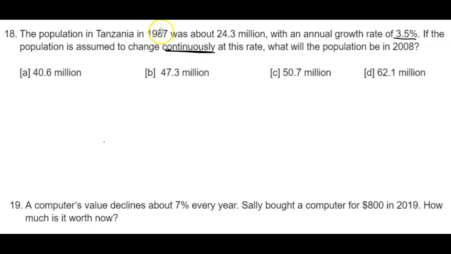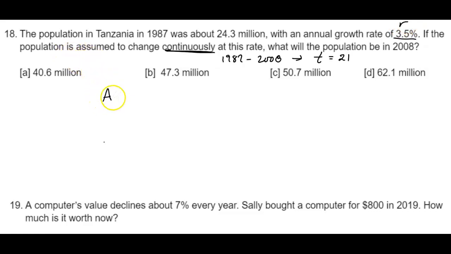So if we are going from 1987 to 2008, that tells us our time has to be 21 years. 21 years passed between 1987 and 2008. And then, of course, our rate is 0.035. We just need to remember that since we're compounding continuously, we're going to use the PERT formula.